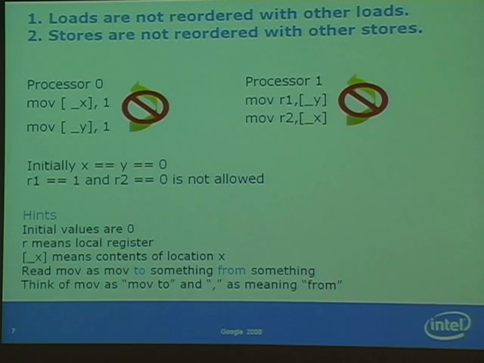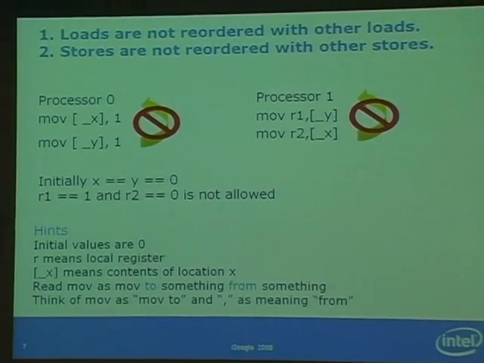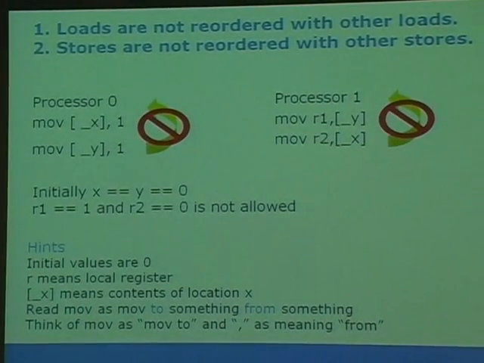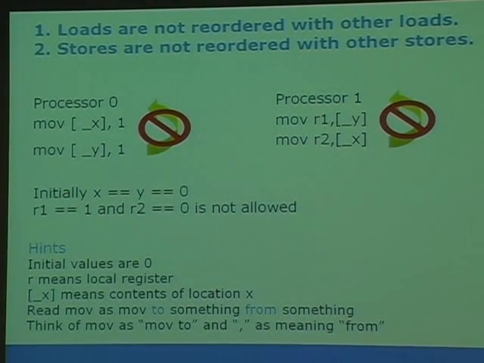Loads cannot be reordered with other loads, and here's an example where processor 0 is doing two stores, okay, and I'm sorry, processor 1 is doing the loads, and processor 0 is doing the stores. So processor 0 is storing 1s in X and Y, and processor 1 is reading them from X and Y. Then neither processor 0 nor processor 1 can reorder their accesses.